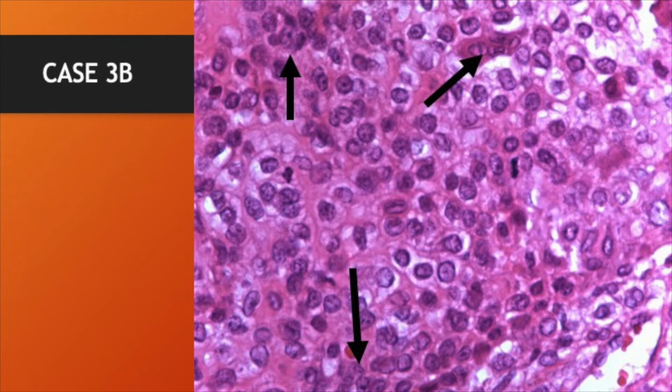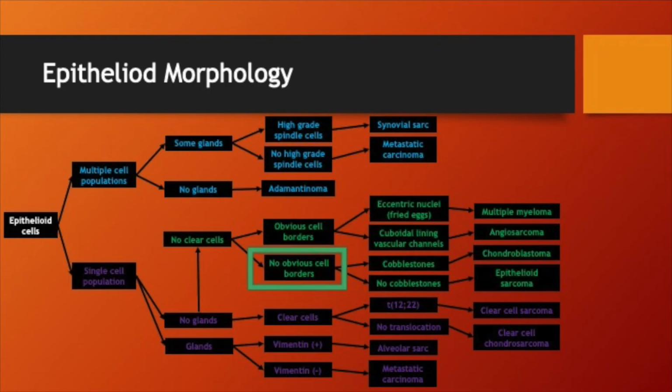Only a small portion of this tumor usually demonstrates this chicken wire calcification. So even now that we know this is a chondroblastoma, you have to be careful with what you're looking at here. So you have to look at these cell populations that indicate what the background tumor actually looks like. So we're going to go down the no obvious cell borders.